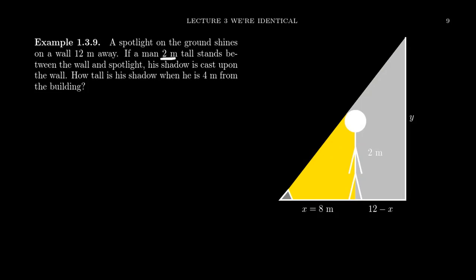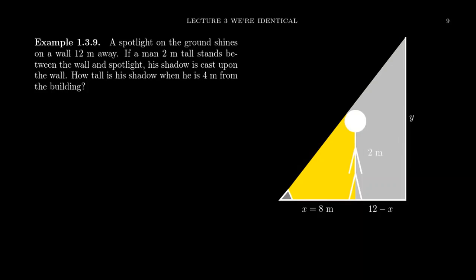So if he's 2 meters tall and he's standing between the wall and the spotlight, there's going to be a shadow of the man on the wall. As you see in this diagram here, the light shines, but as it hits the man, it obstructs the light. And so there's a shadow on the wall here. Let's call Y the height of the shadow, okay? If the man is exactly 4 meters from the building, how tall is the shadow? How tall is the shadow here?